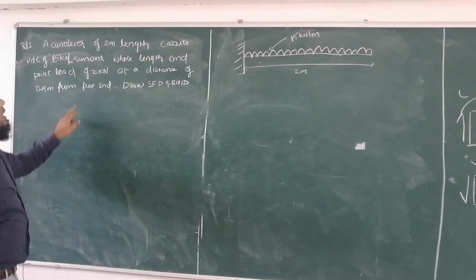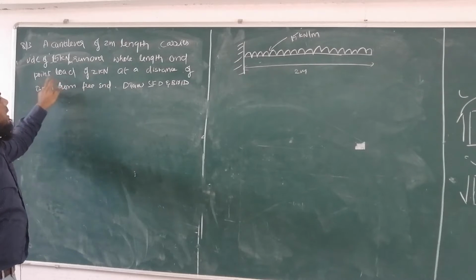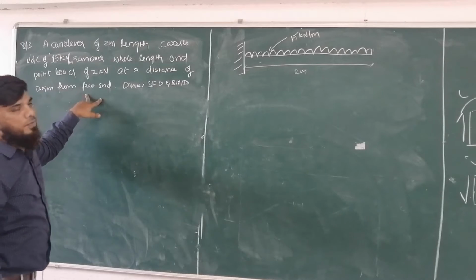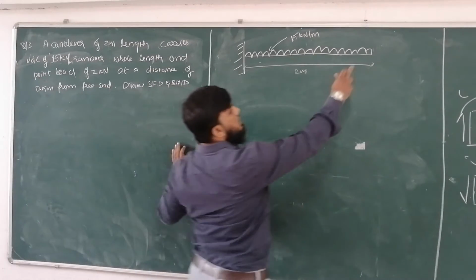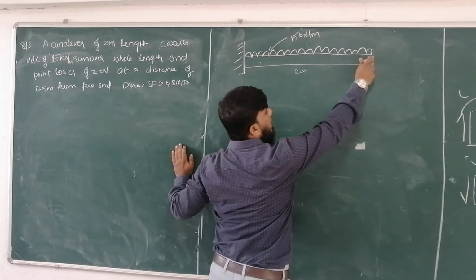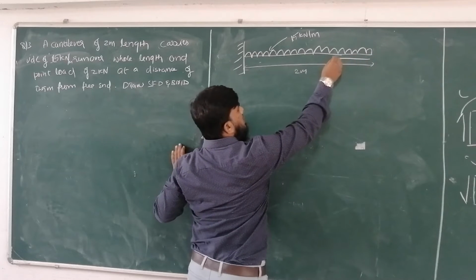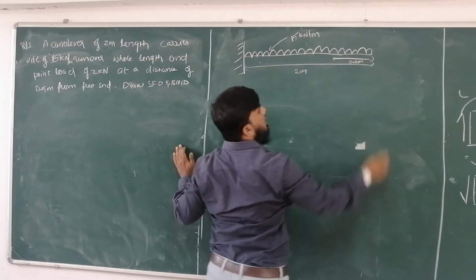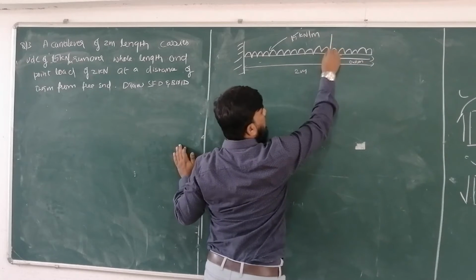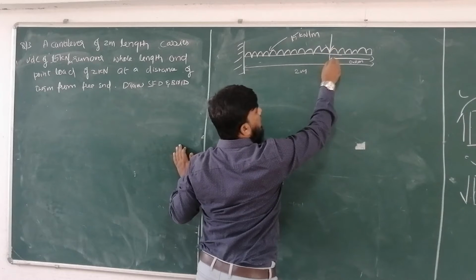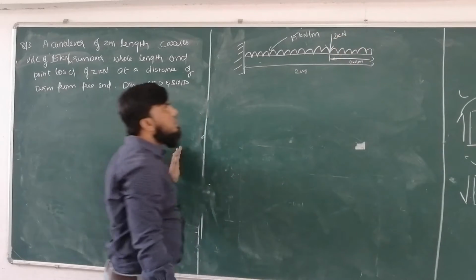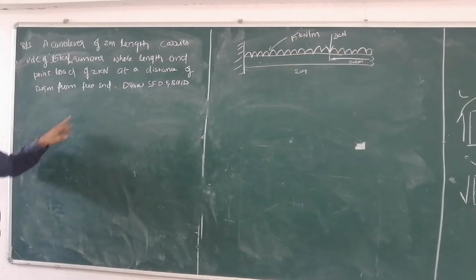Next they have given a 2 kilonewton point load at a distance of 0.5 meters from the free end. Which is the free end? This is your free end. From the free end, at a distance of 0.5 meters, a point load is acting, whose value is 2 kilonewton. Correct? So the diagram has been completed.